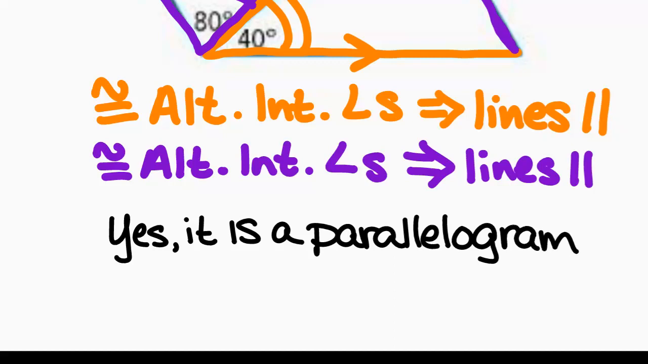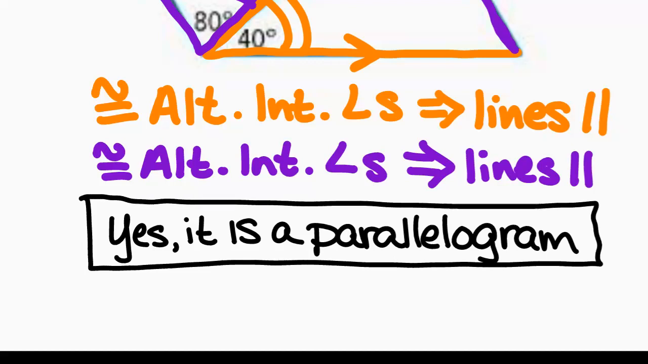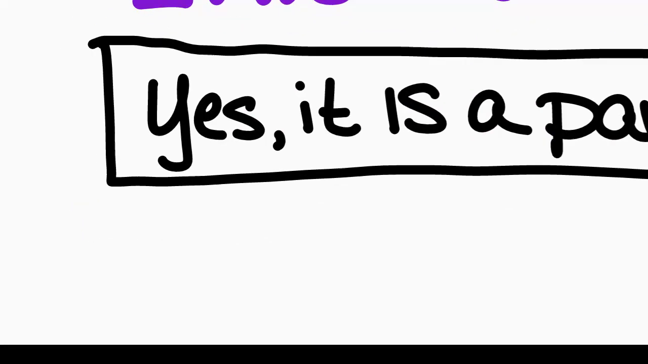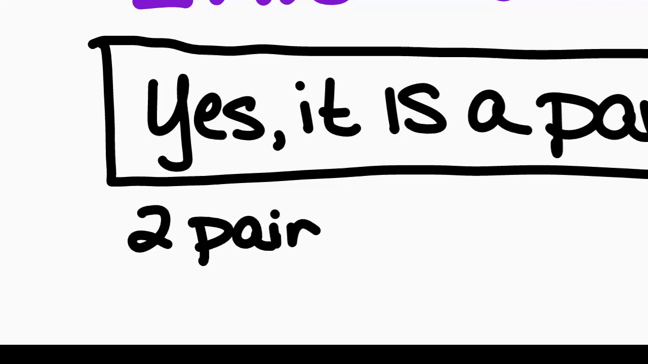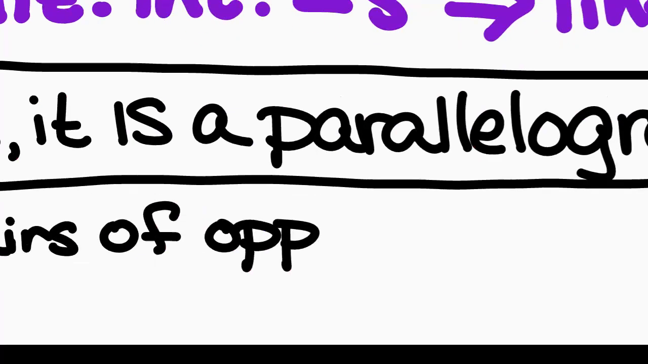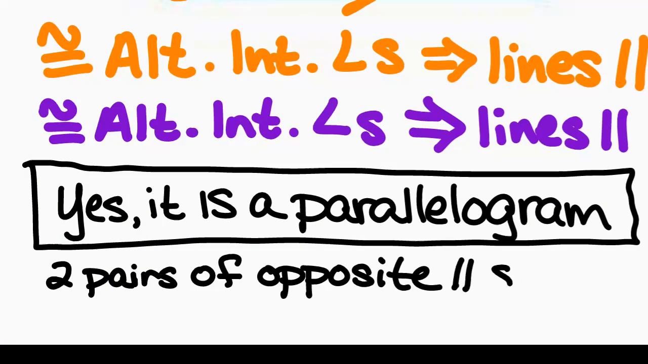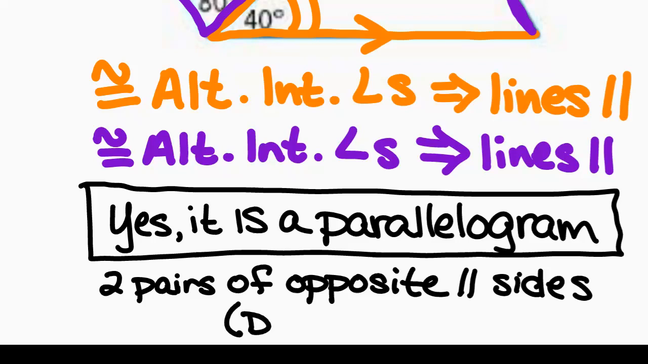Says we have to justify our answer. If I know that the top is parallel to the bottom and the left is parallel to the right, that is the definition of a parallelogram. Two pairs of opposite parallel sides is my reason. That is the definition of a parallelogram.